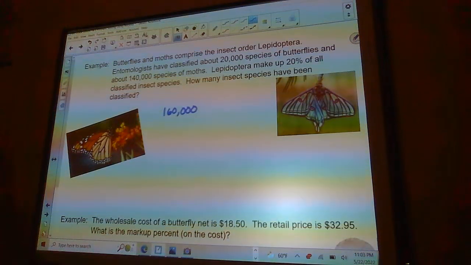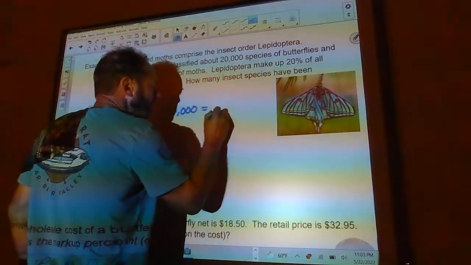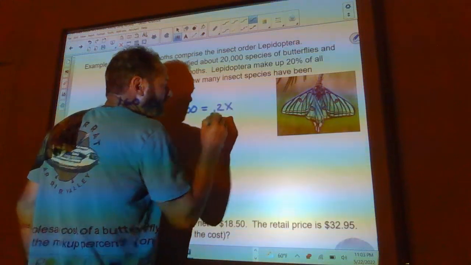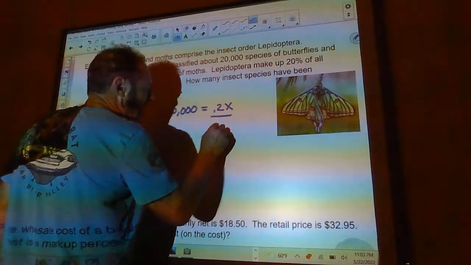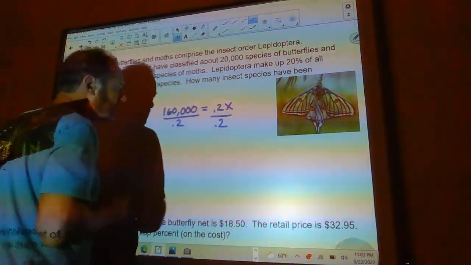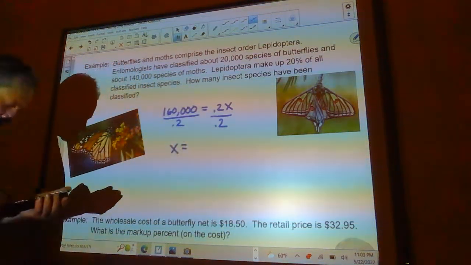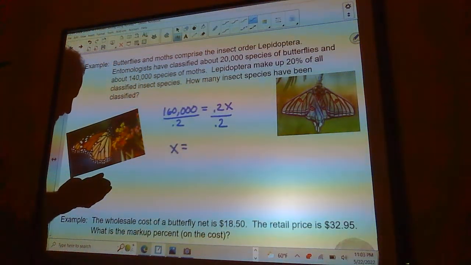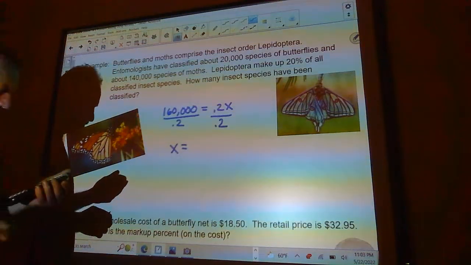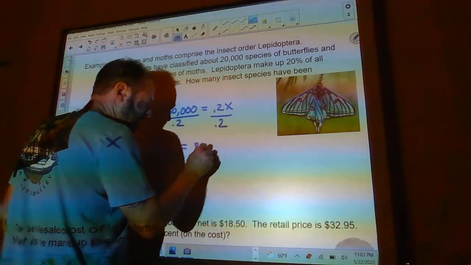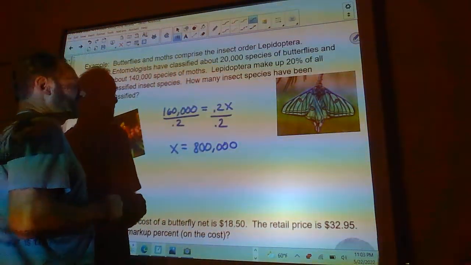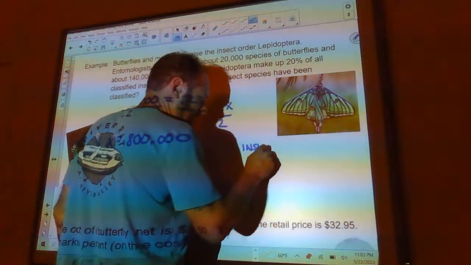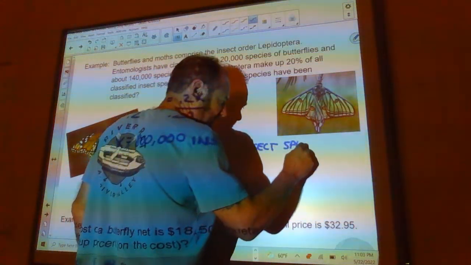And that's 20%, that's equal to 20% of all insects. So now we just have to divide by 0.2 to solve this. 160,000 divided by 0.2 would be 800,000. So there are 800,000 insect species classified.